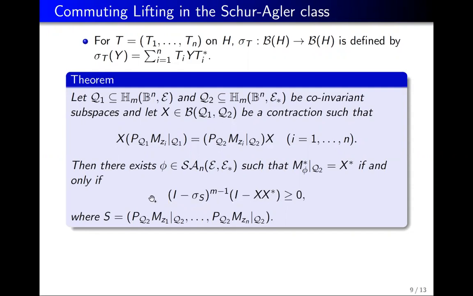which is displayed here, in terms of this operator tuple S, where S is the compression of M_Z, again a compression, to this Q. Anyway, it has to satisfy this certain positivity.